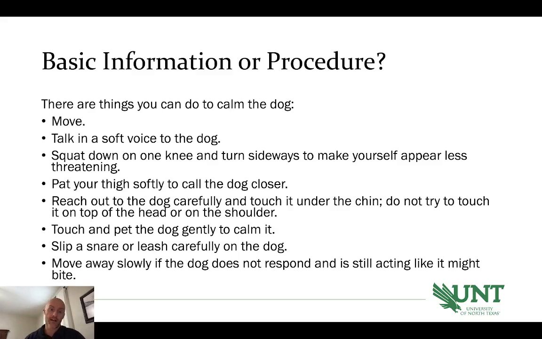In this case, we're using this bullet list to tell people what they should do to calm a dog down. And as I read through this, first thing is to move, then to talk in a soft voice to the dog, squat down on one knee, and so on. I think there's a good chance that this could be the sequence that we should do these things in. The first thing we should do is maybe move away from the dog, give it a little bit more space. Then we should talk softly to it. Then we can squat down on one knee and so on. If that's the case, then this should be a numbered list, not a bullet list.